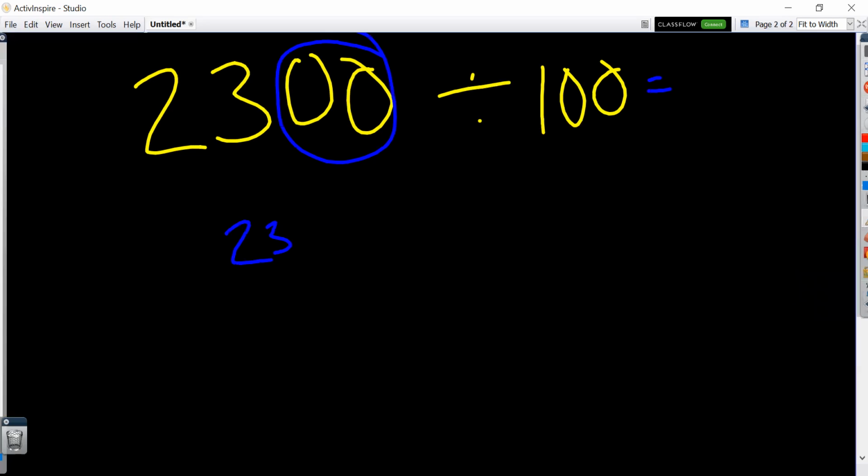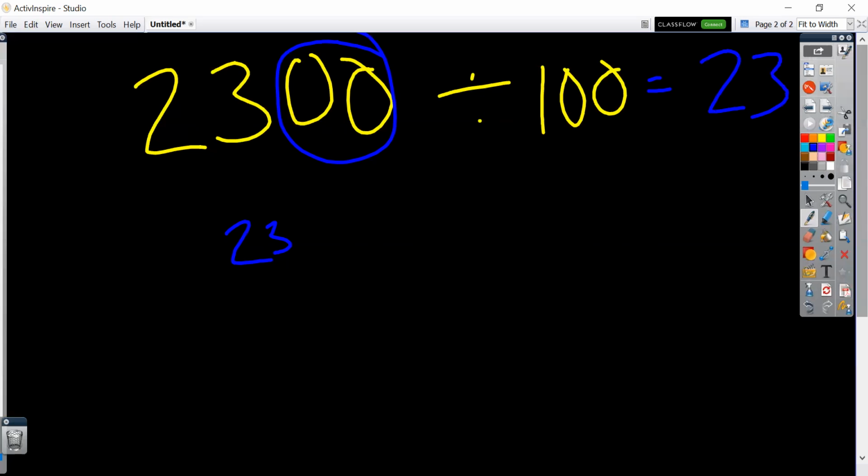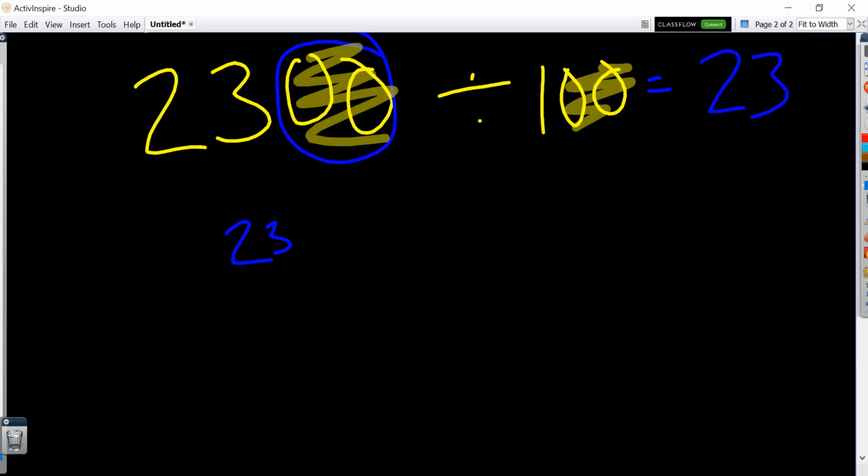So our answer is just 23. So by using these strategies and the skills that we've been working on, the unit form, the knowledge, the place value, we can start doing a lot of things in our brains with mental math. And I love that, but we have to know why we're doing things. So that's another piece that we're adding to it.